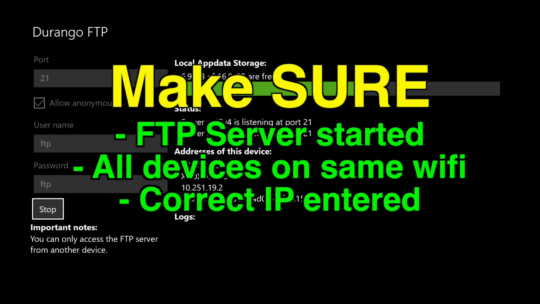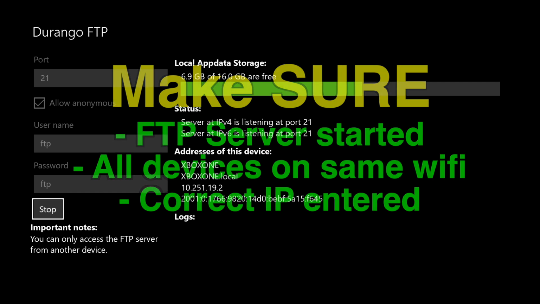If all devices are on the same Wi-Fi, make sure that when you're trying to connect and edit your Xbox files, all devices are on the same Wi-Fi. Your Xbox has to be running with the FTP server started, and you have to have the correct IP entered. Make sure you're doing all these things every time you try to edit your Xbox files, otherwise you'll get like an error, timeout, error not connected. That is how you fix that issue. Everything has to be on the same Wi-Fi. Make sure you're doing that.